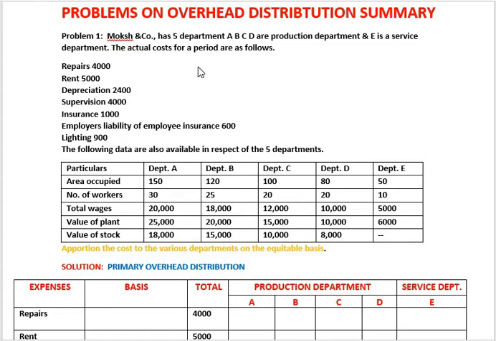Hello friends, good morning. Today I'm going to solve problems on overhead distribution. So this is the first problem. You can see the problem here. The problem is like this.